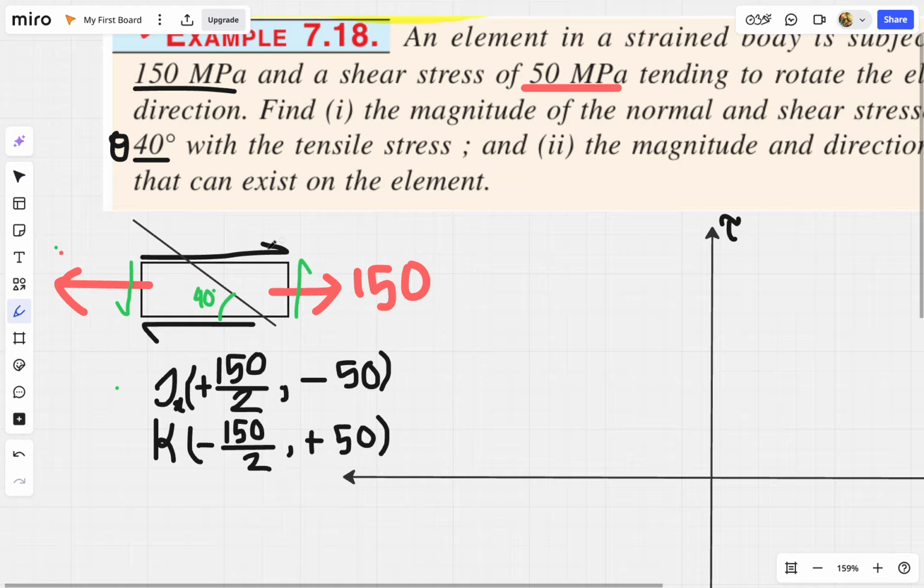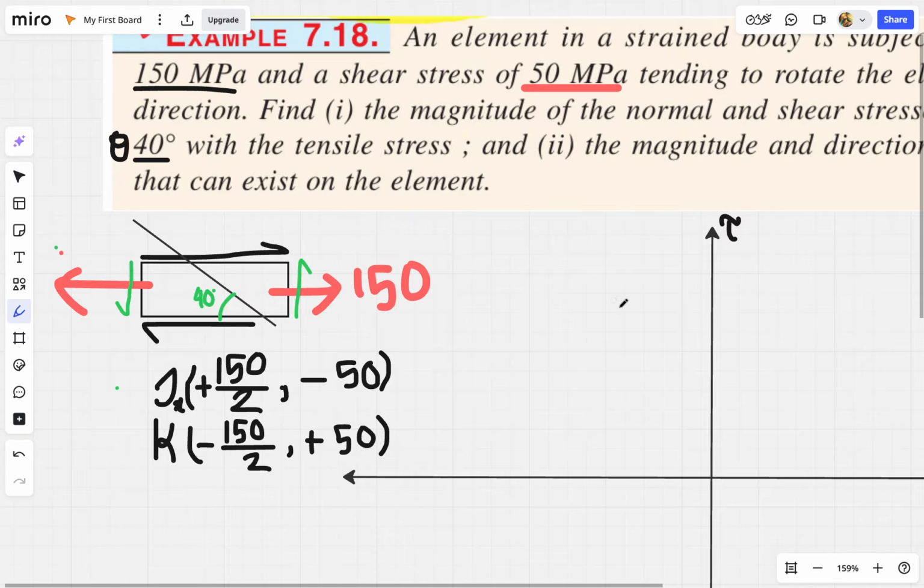So after drawing the elemental diagram, we have to determine the j and k points. Actually, j and k points are the axis points that will be plotted on the graph paper. Based on that we are going to draw the circle, or Mohr circle. So it is very important.